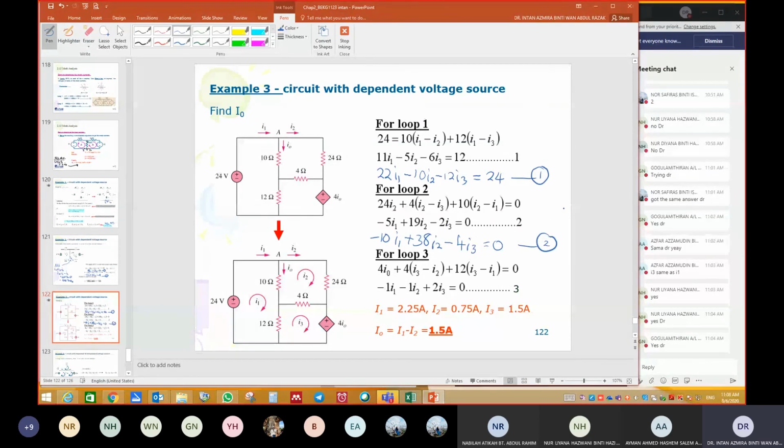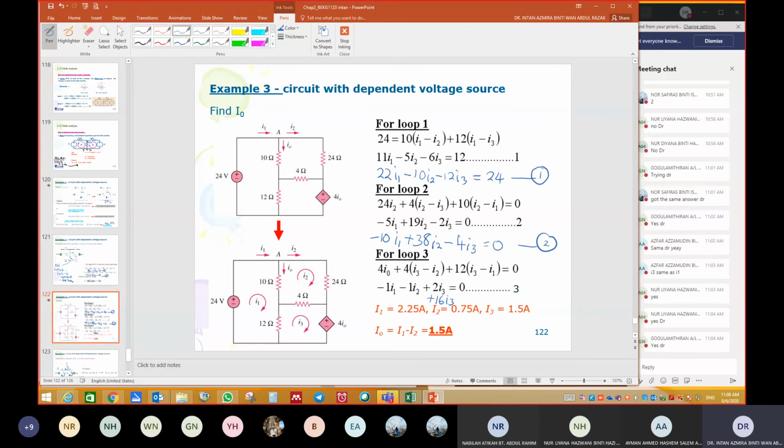Okay, so our third equation is here. Okay, so this is the original step to write KVL. Let's write the express approach. Okay, how? Now we are in loop 3. We count how many resistance in loop 3. We have 4 and 12. So it is 16. 16 I3, right? Okay, so 16 I3. How many resistance share with other loop?